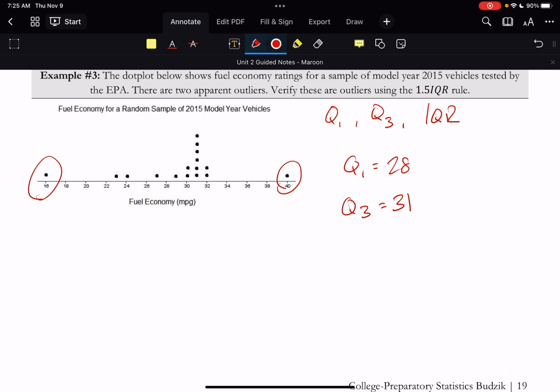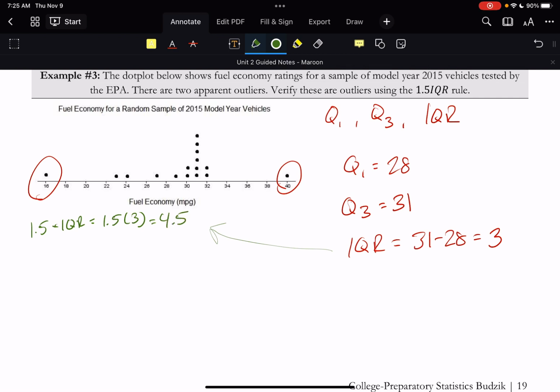All right, so now I can find my IQR. My IQR is 31 minus 28, which is 3. So next step, we need to do 1.5 times my IQR. So I'm going to bounce over here now. So this was all that background work. Now 1.5 times my IQR is 1.5 times 3, which is 4.5.